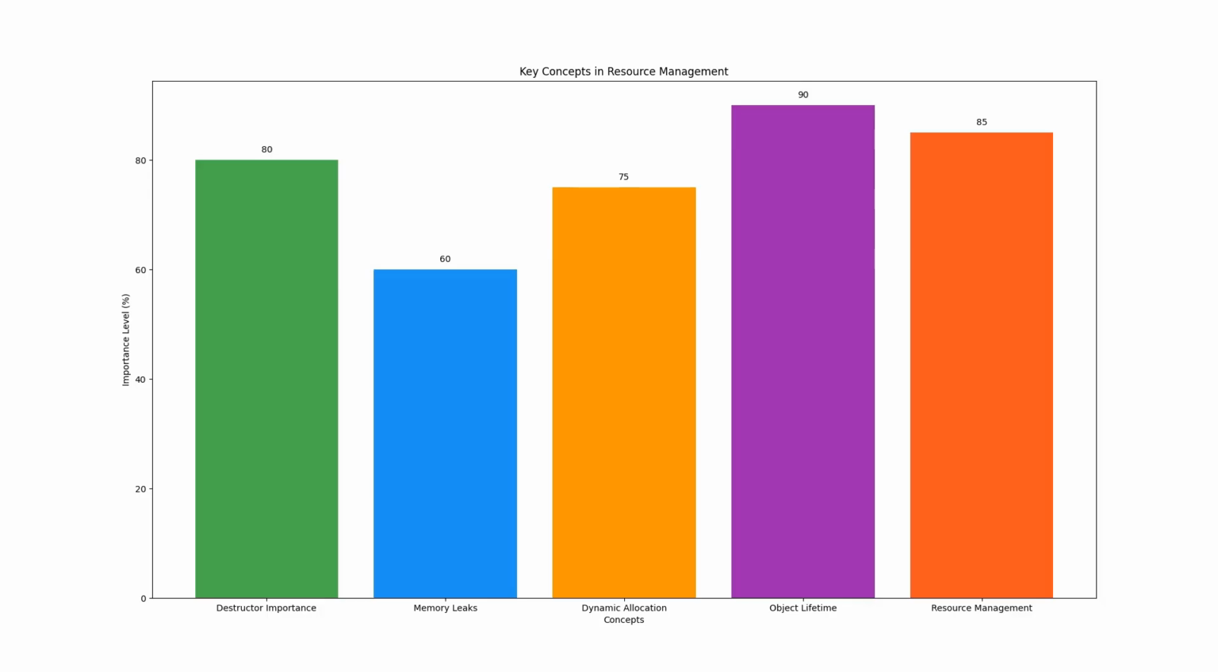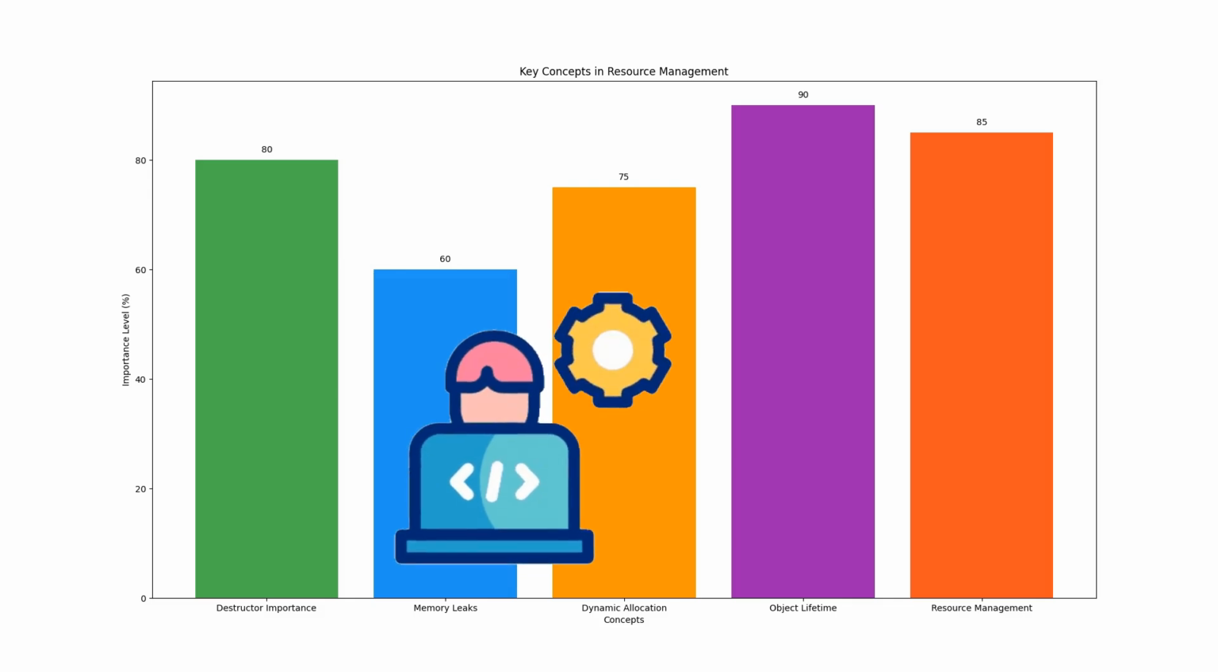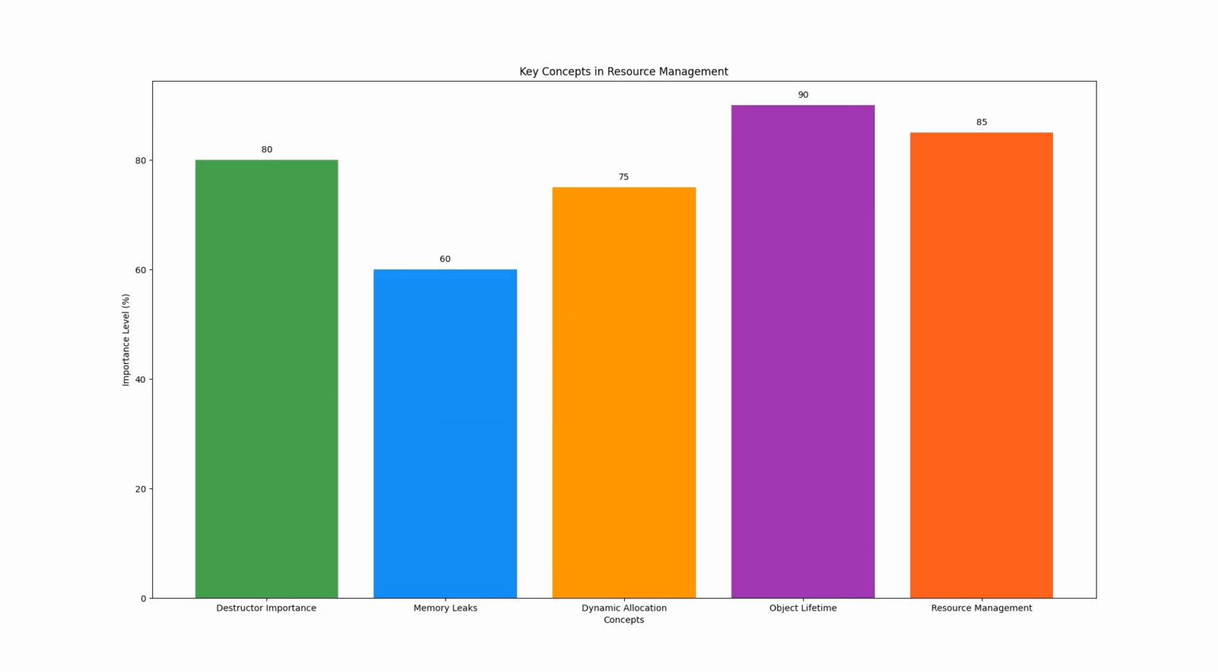And then we have dynamic allocation at 75%, highlighting that allocating memory on the heap is a substantial part of the problem space we're dealing with. Even though memory leaks come in at 60%, which is numerically lower than the others, it still represents a significant concern, suggesting that while leaks are indeed something we need to prevent, our chart emphasizes proactive design elements like object lifetime and resource management more strongly than it does the leaks themselves.